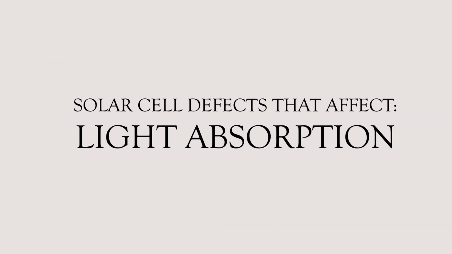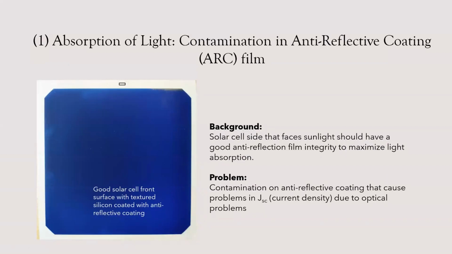In solar cell production, there will always be defects. So first, let's discuss some of the defects that can affect light absorption. First is the contamination on the anti-reflective coating, which can affect the current density generated from photons.